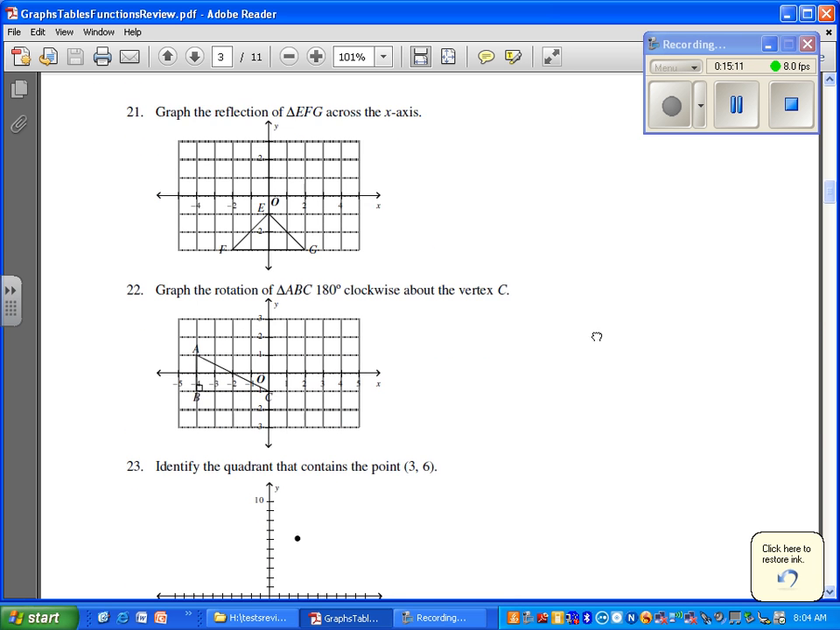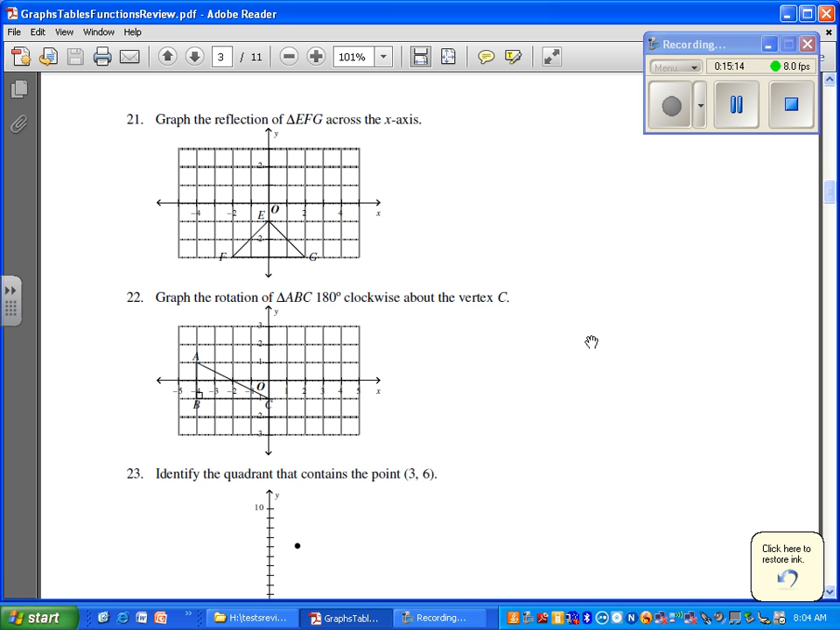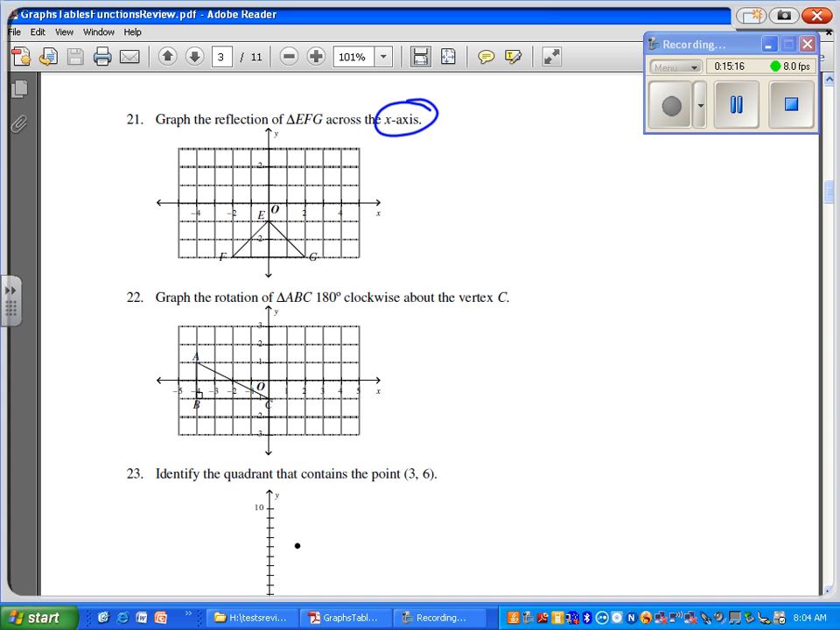All right, number 21, we're going to graph this reflection across the x-axis. Now, please circle whichever axis you're going across. What I'm going to do first is darken that axis so I know my figure and every point has to go across that line. So here's E. E is 1 below the line, so the new E is going to go 1 above the line. And then F is 3 below, so it's going to go 3 up. G is 3 below, it's going to go 3 up. And then I'm going to redraw. And there's your translation across the x-axis.